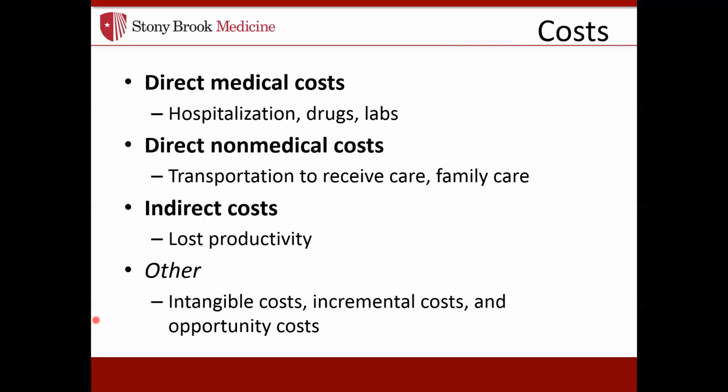Then you have other associated costs that we are not going to discuss thoroughly, such as intangible costs like your cost of pain, suffering, and grief. You have incremental costs, which are additional costs incurred after having an additional unit of benefit from a said alternative strategy that you've used. Or you have opportunity costs, which is the value of the next best use that is also foregone.